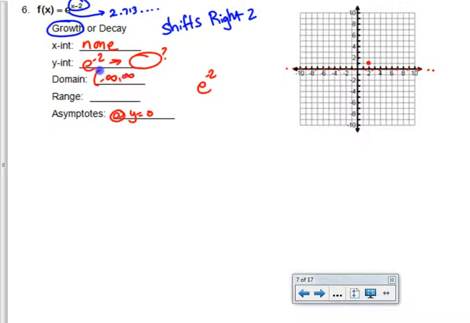Domain is still negative infinity to infinity, and range is still 0 to infinity. So, growing, getting points off my calculator, something like this. There we go.